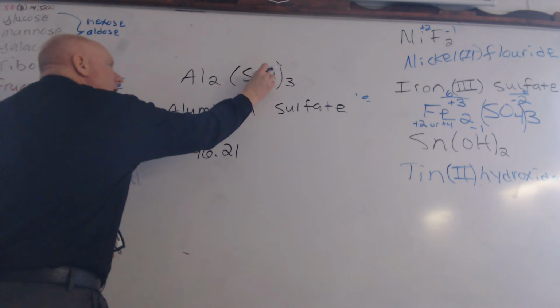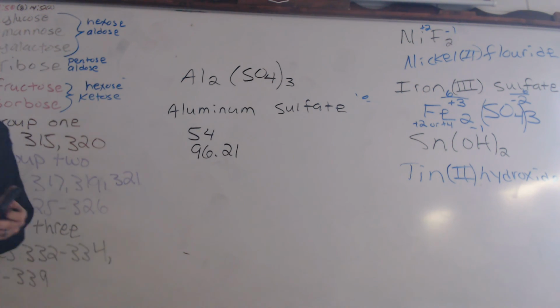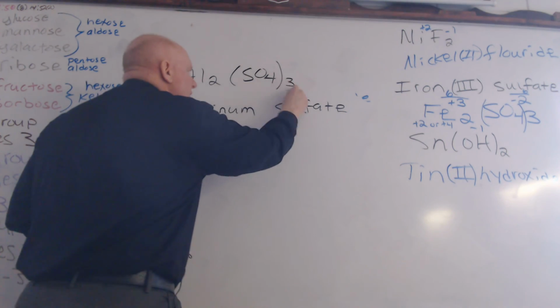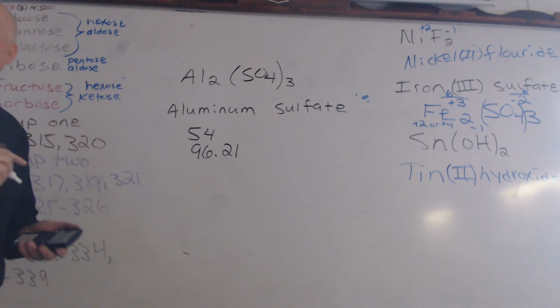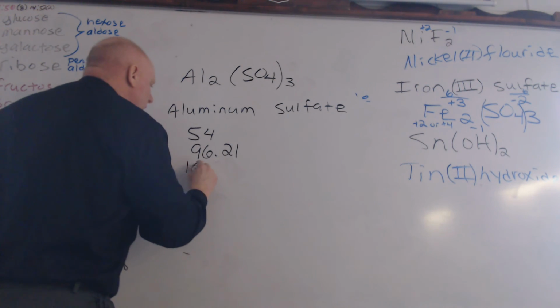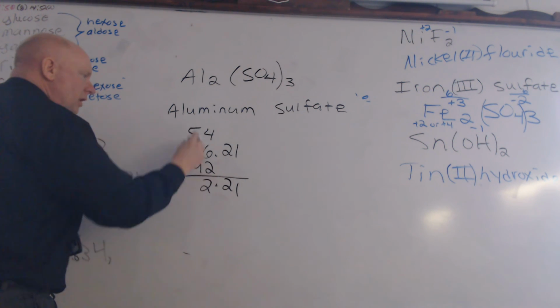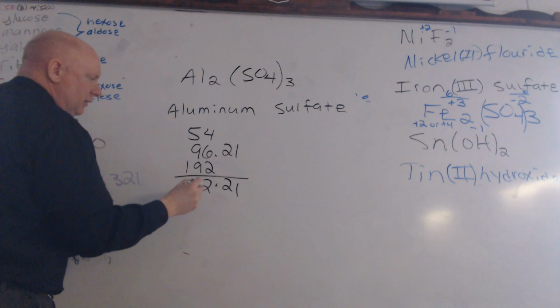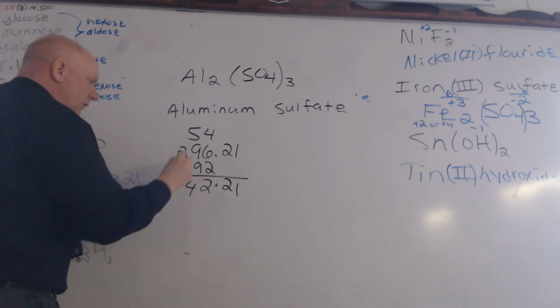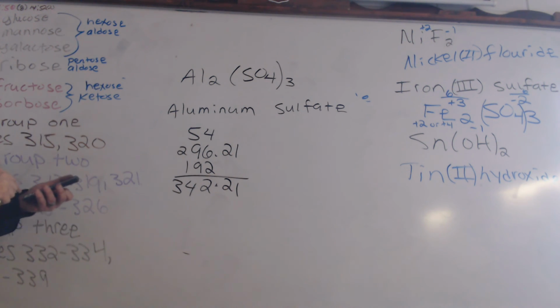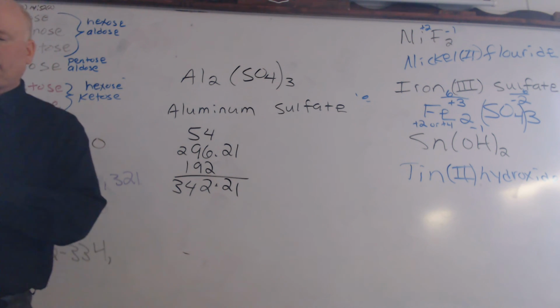Okay, and how many oxygens do we have? 12, because you've got to distribute that. 4 times 3 gives you 12, times 16, 192. Then add them together. I think that's right. I mean, they are all pretty easy. You've been paying attention. 342.21.